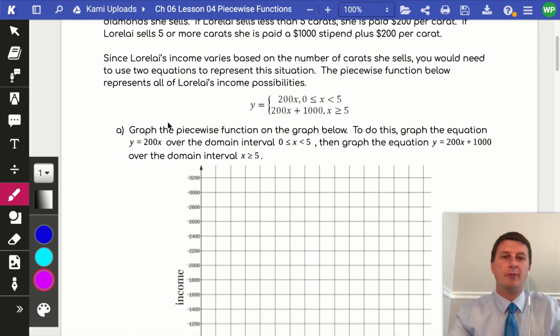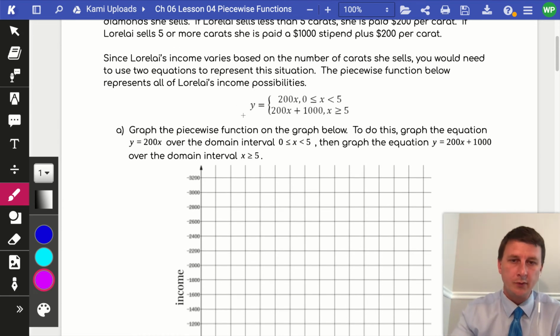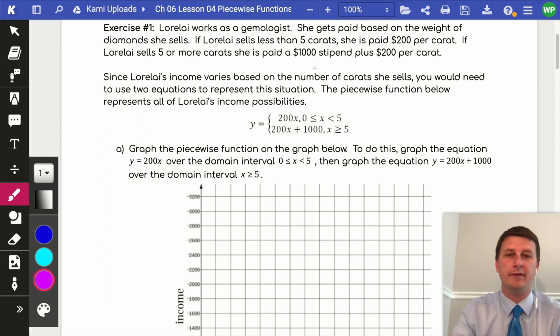So this right here represents a piecewise function. We have y equals, and then it splits off into two different functions. The first function is 200x, while the second one is 200x plus 1,000, to represent those two scenarios above. Now it has a comma next to each function, and it gives an interval over where these functions occur. So remember, she made $200 per carat if she sold less than 5 carats. So that means the number of carats would have to be between 0 and 5, but less than 5.